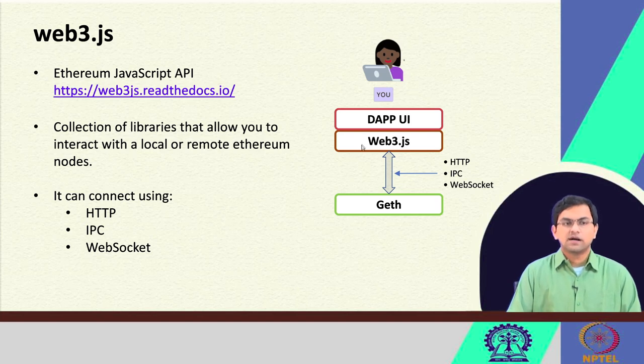Now, how does this web3.js connect to the Go Ethereum client? The ways are the same through which we were accessing Geth. The options are HTTP and WebSocket, so this is RPC over HTTP, RPC over WebSocket, or IPC. These are the three options using which this web3.js application can interact with Geth.